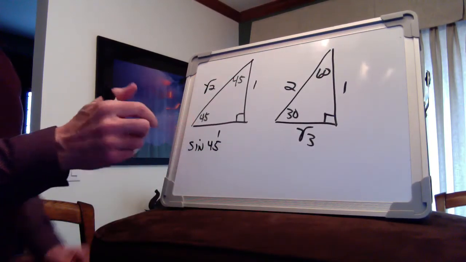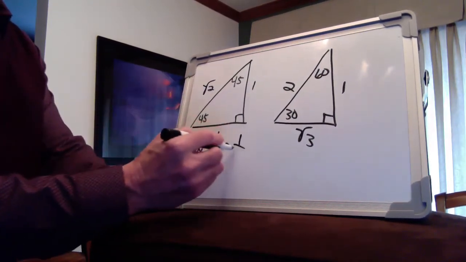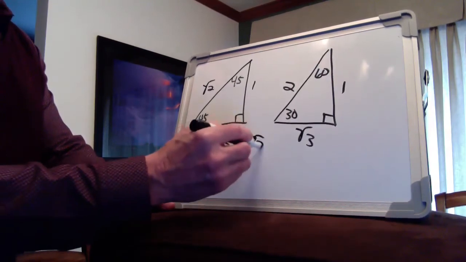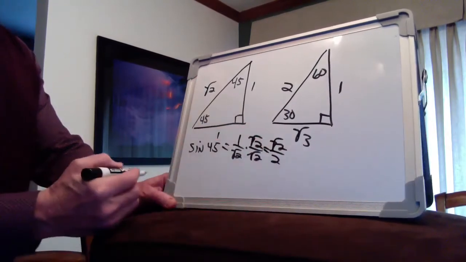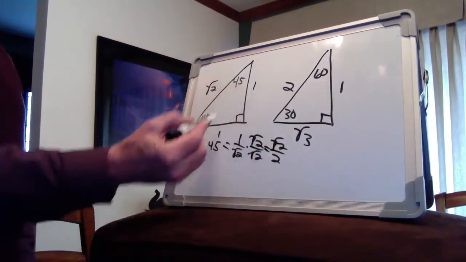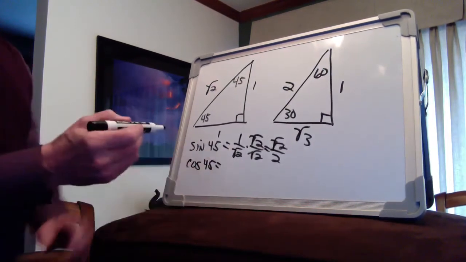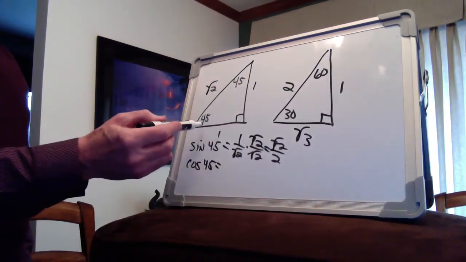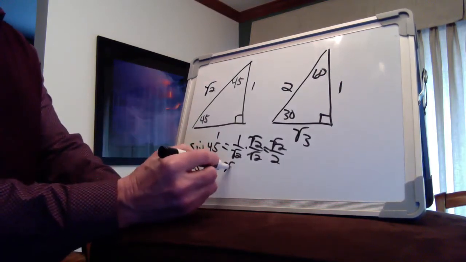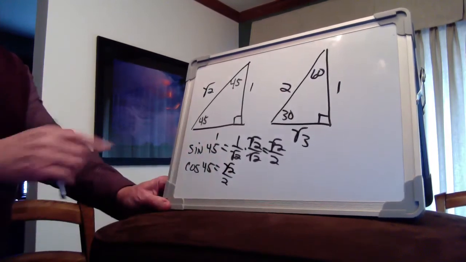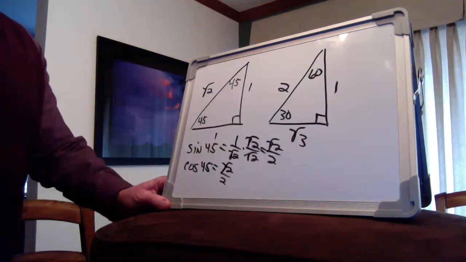So the sine of 45, remember sine is opposite over hypotenuse, is 1 over rad 2, and I rationalize. And because these sides are exactly the same, then the cosine of 45, which is also 1 over rad 2, because cosine is adjacent over hypotenuse. So you get the same value as the sine of 45.